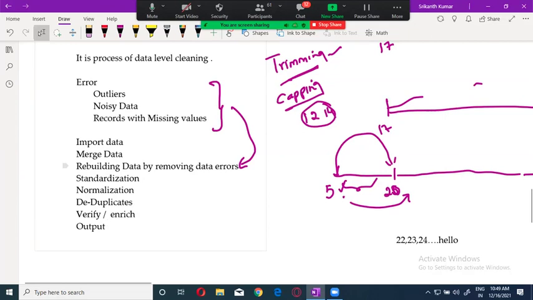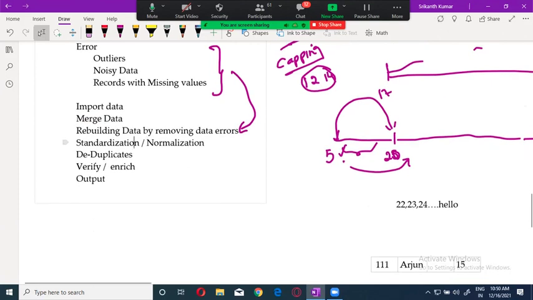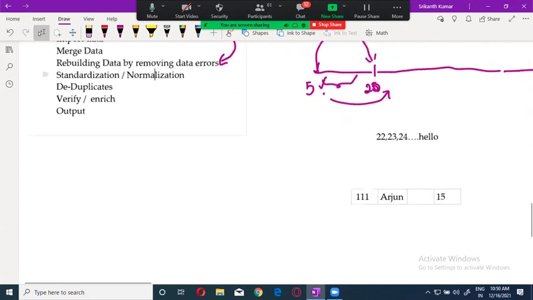Let me explain it. We are done till here. Any questions till here? No. What is standardization and what is normalization? These two are the same, guys. They call it feature scaling. Both are very much similar. Now let me explain what is normalization and what is standardization.